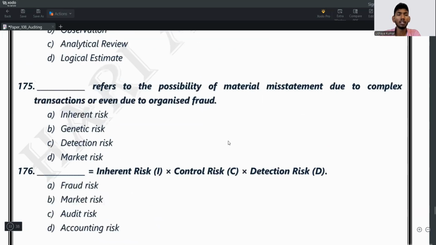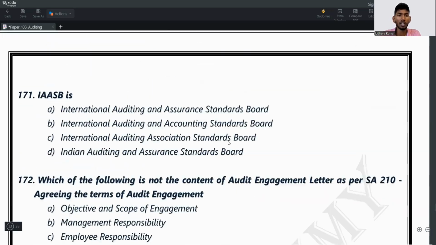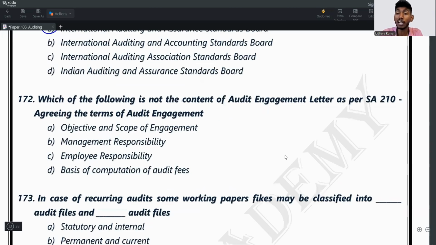So moving to question number 171. IAASB, what is the full form? International Auditing and Assurance Standards Board, right? So moving to question 172, which of the following is not the content of the audit engagement letter as per SA 210, agreeing the terms of the audit engagement? We have discussed all the contents of the audit engagement letter. The objective and scope of engagement will be included, management responsibilities are also included. But what about the employee responsibility? We didn't ever mention this, right?